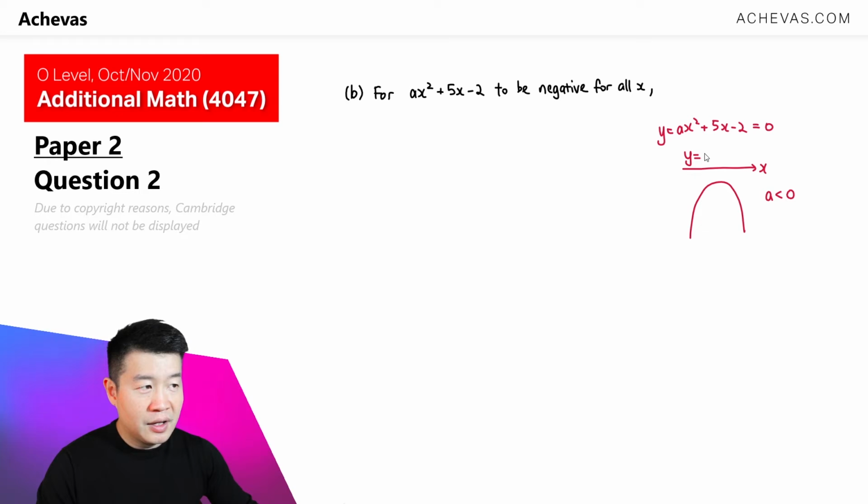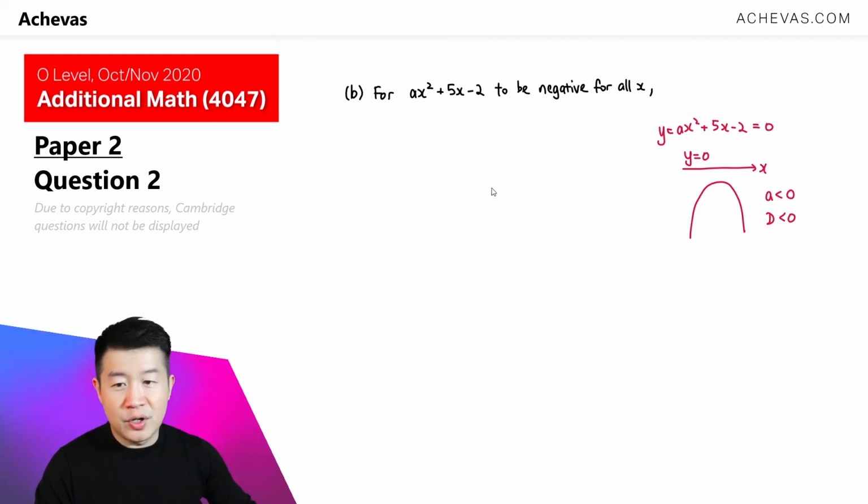That means when I'm trying to compare this graph against the line y is equal to 0, they are not going to be intersecting. So when I equate this to be equal to 0, the discriminant must be less than 0, such that there's no solution to this. So there's no solution to this line and this graph. So using these two conditions, I'm going to try to find the greatest possible value for a.